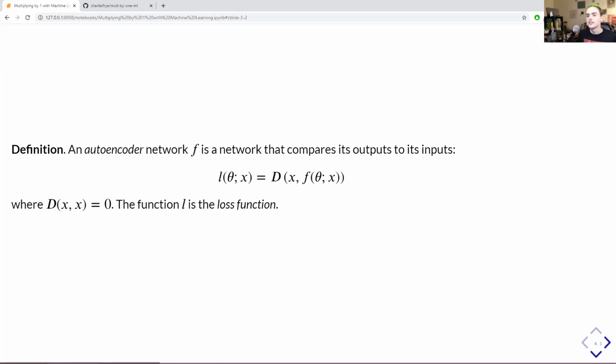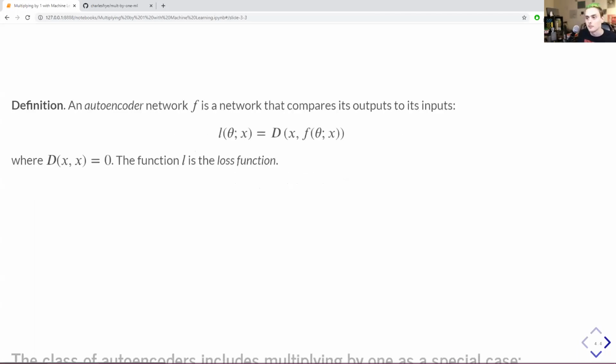So D is some function that takes two inputs. If they're the same, it returns 0. Otherwise, it returns something else. And what D is doing here is comparing the input X to the output of the network, F applied to its parameters and its input X. And that function there that I'm defining here is the loss function. It says, okay, the loss function compares the inputs to the outputs. And the loss is what we make small, and an autoencoder, therefore, returns something that's close to its inputs.